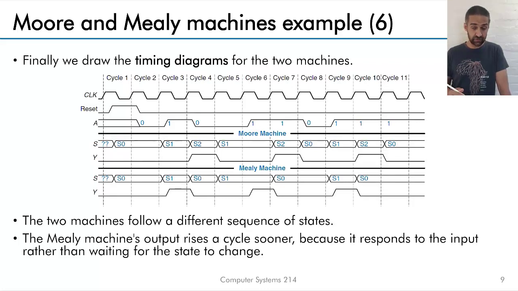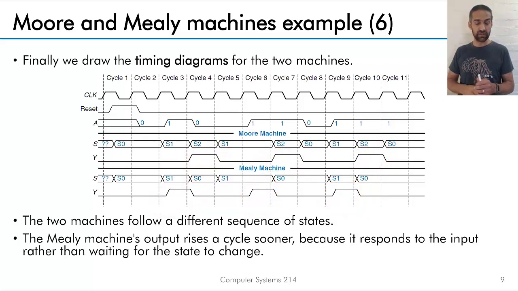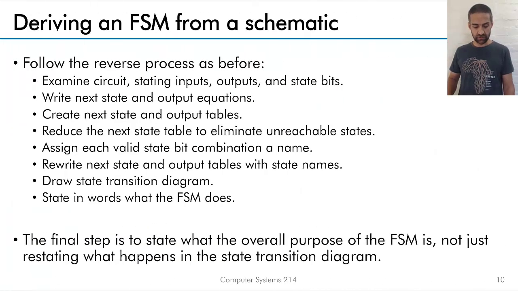Another thing to appreciate is that this Mealy state machine changes immediately. It doesn't wait for that state to ripple through, so the output changes a clock cycle earlier than the Moore state machine's output. So that's one of the benefits of a Mealy state machine. The other one is that it often uses fewer components. In this case, it uses one less flip-flop to perform its duty.